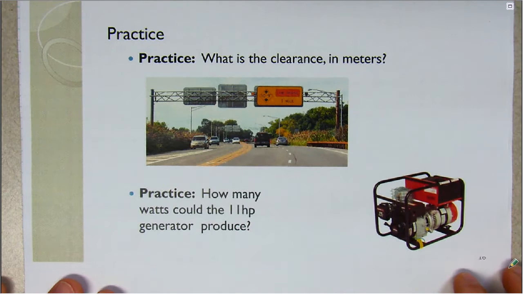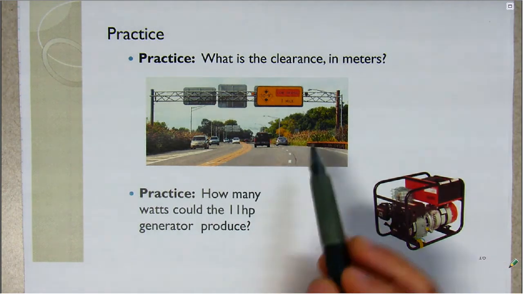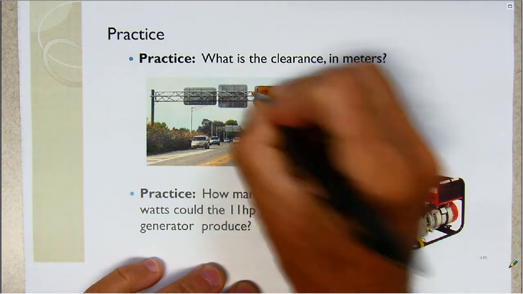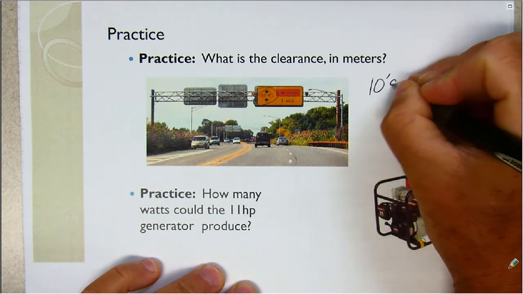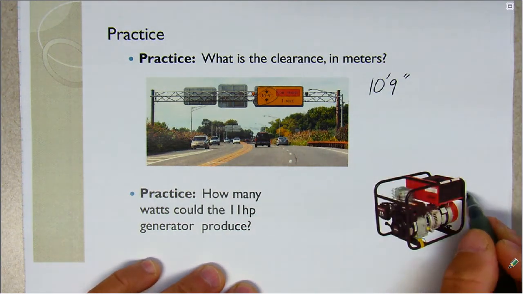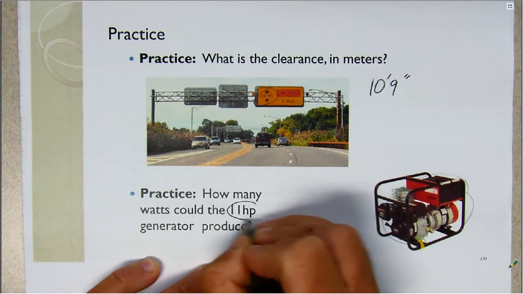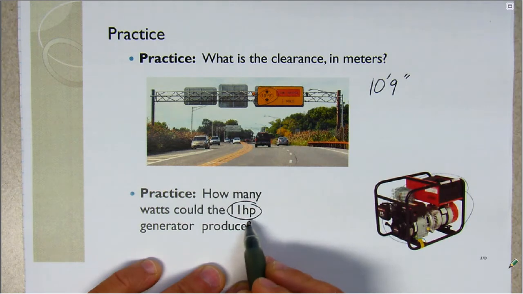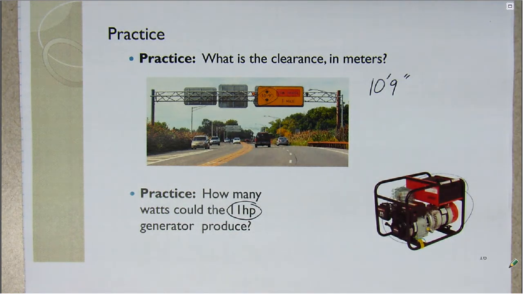Okay, that's it. I'd like to have you do a little bit of practice here. I have two practice problems for you. The first one is there's a bridge up ahead on this interstate, and it says that the clearance, that's a little hard to read, is 10 foot 9 inches. And my question is, how many meters is that? My second question is, we've got a gas generator here that's powered by an 11 horsepower engine. Convert that into watts to see how many watts that engine could produce. That's on your conversion sheet. Unpause the video and you're ready to see how those look.